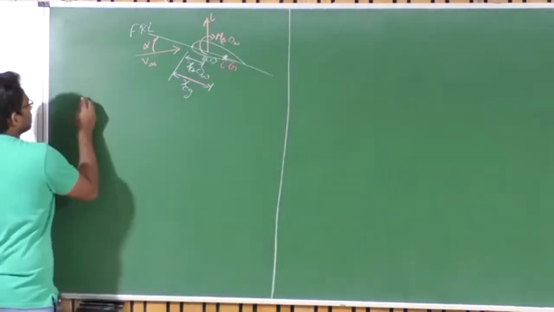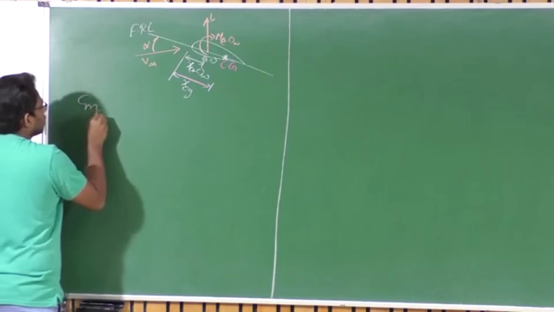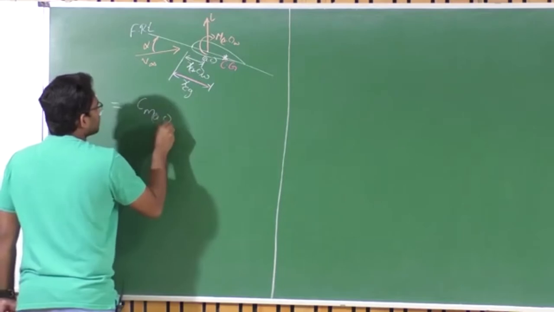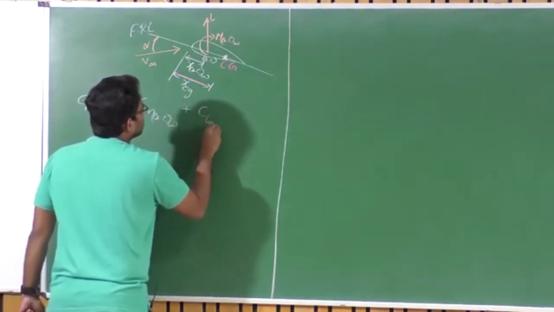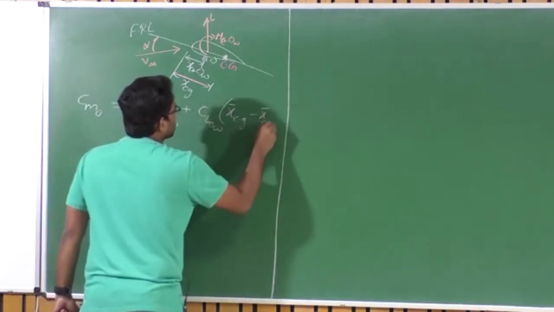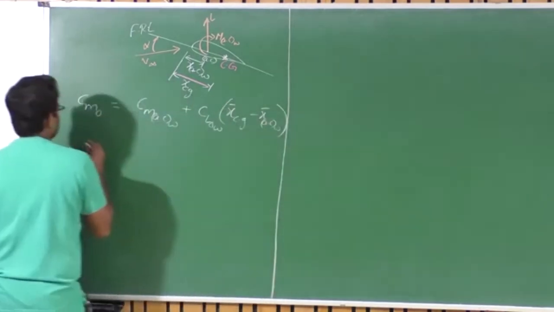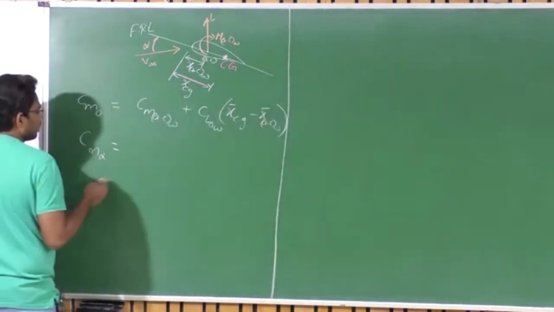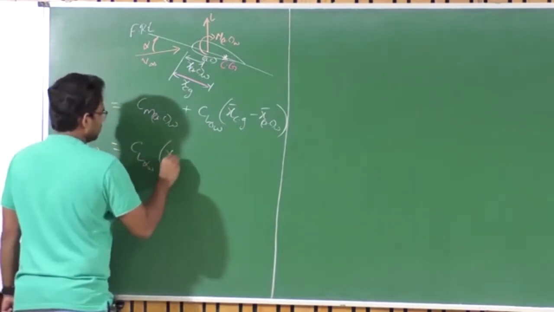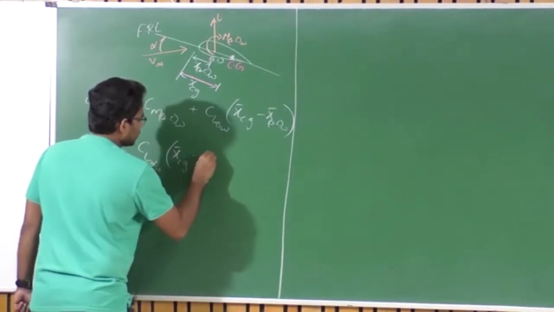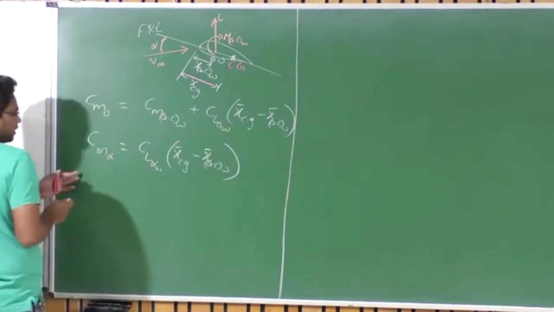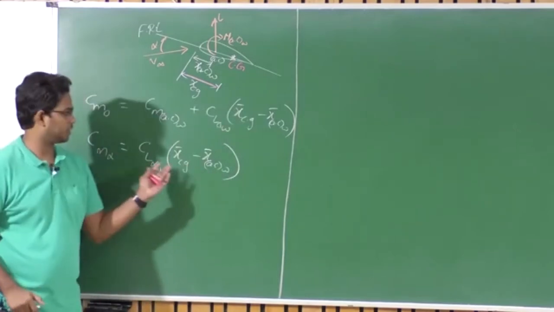So what we have derived is that C_M0 of this aircraft has to be C_M,AC of the wing plus C_L0 of the wing times (X bar CG minus X bar AC of the wing). At the same time, we also looked at C_M alpha. The sufficient condition is C_L alpha of the wing times (X bar CG minus X bar AC of the wing). So if this C_M alpha has to be negative, the CG should lie ahead of the aerodynamic center.